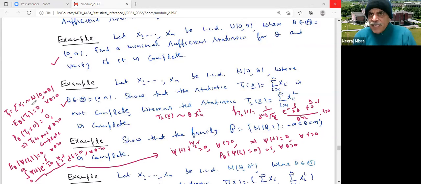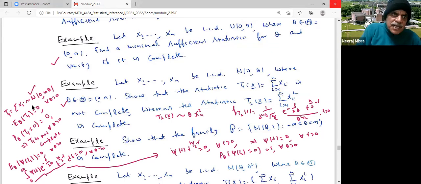If T1 was complete, what does that mean? T1 would be complete if for any function psi, expected value of psi is equal to 0 should imply probability psi t is equal to 0 is 1. What I have to show? I should find at least one function psi for which expected value of psi is 0, but psi is not 0 with probability 1. And that is what I'm trying to do over here, because T1, summation xi, has a normal 0 and theta distribution. I look at the function psi T1 as T1, then expected value of T1 is 0 for every theta greater than 0, because its mean is 0. So I found a function of T1 which has mean 0 for every theta greater than 0.